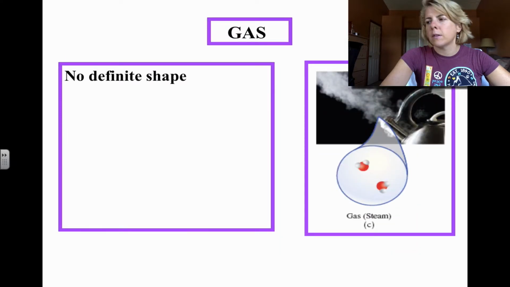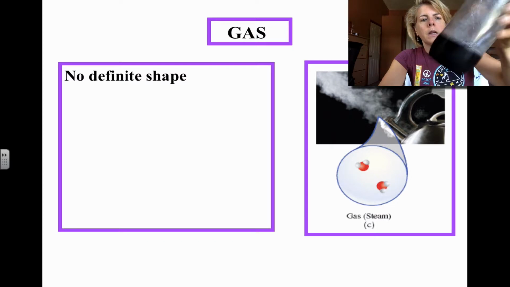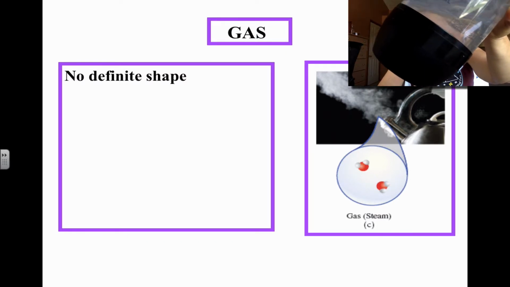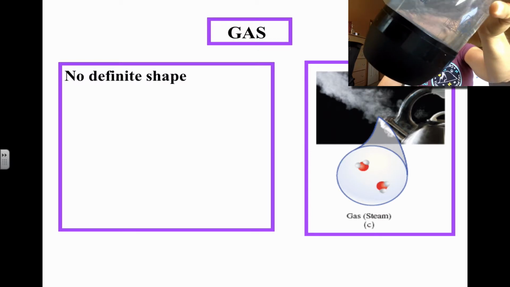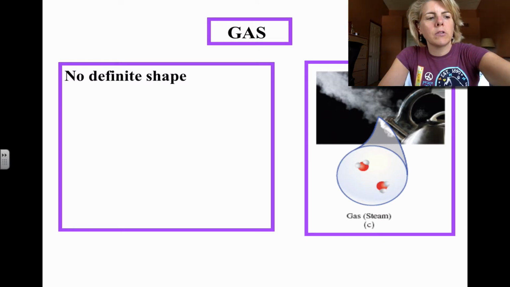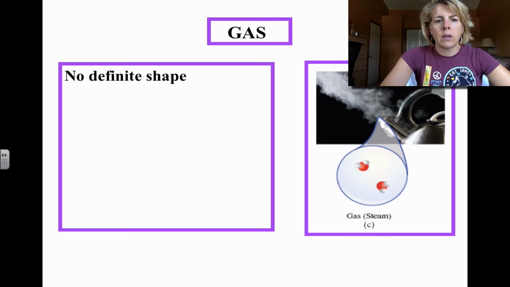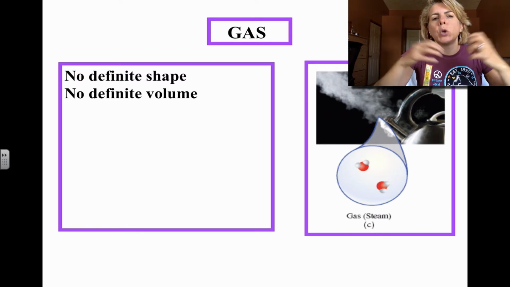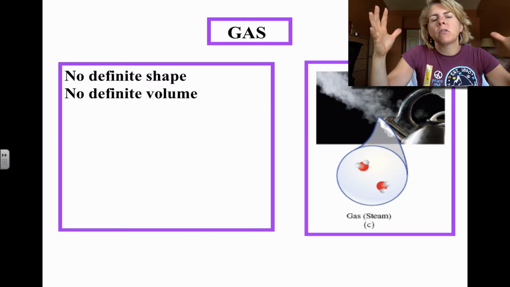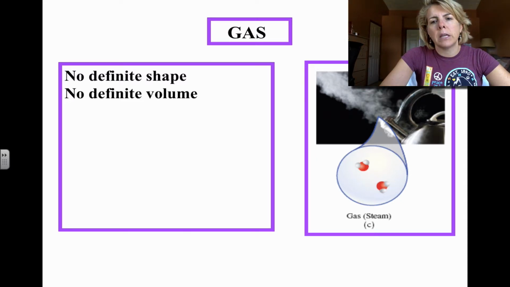Okay, so gases. I know this is not a great representation, but when I shake up this bottle full of fizzy water, I'm essentially causing the gas to expand and come out of the liquid. So there's no definite shape, there's no definite volume. When I'm blowing up a balloon, the air that I'm putting in the balloon will take up as much space as it can possibly.